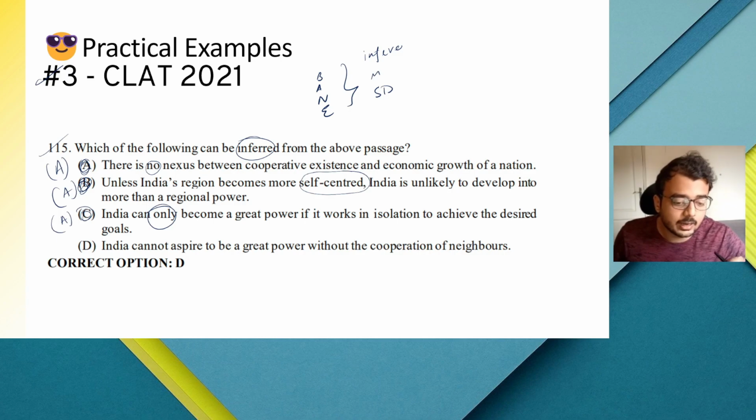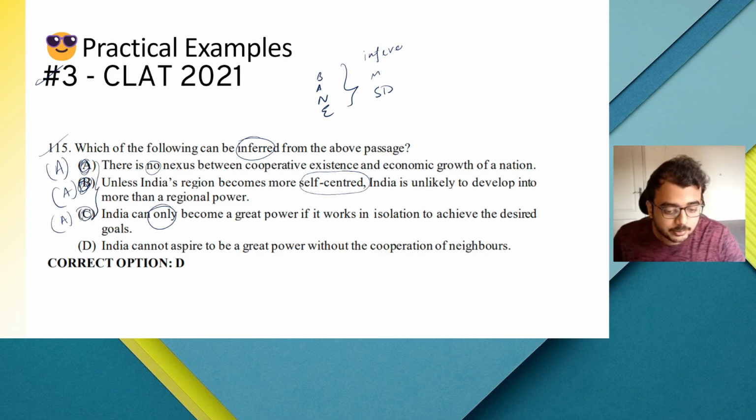B says, unless India's region becomes more self-centered, again, we do not have to become more cooperative in nature. C says, India can only become a great power if it works in isolation. Again, India does not have to work cooperatively. These are the three options.